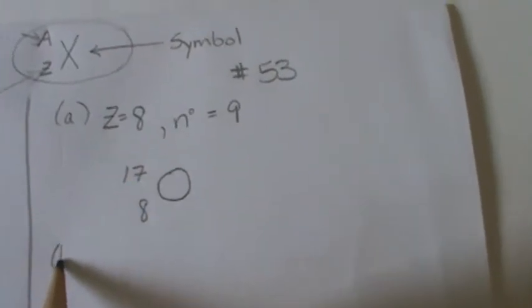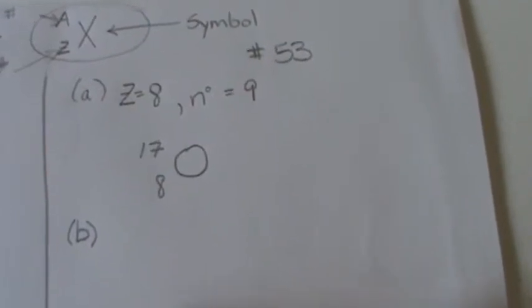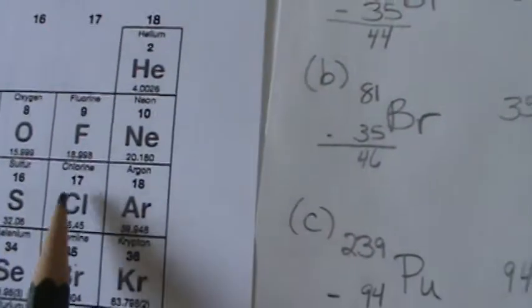Okay, so the next one says B, and it says the isotope of chlorine in which A is 37. Okay, so it's chlorine, so we have Cl. We know that A is 37, and we need to find our atomic number Z, and that is just this number right here on top, so 17.